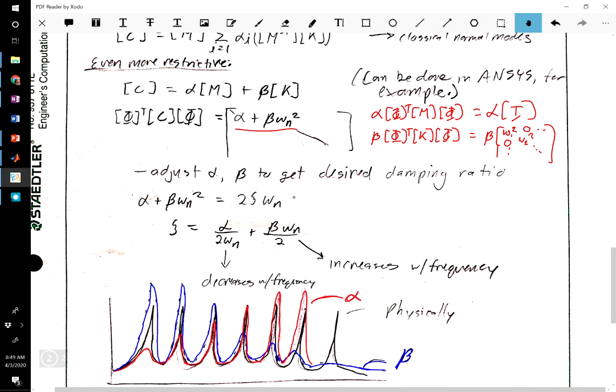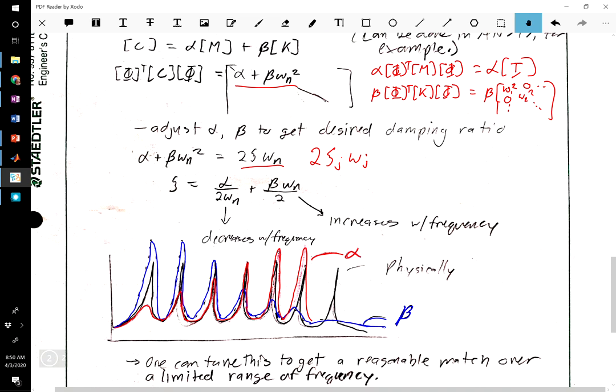Typically this isn't something that's used because we know fundamentally what the alpha and beta for a system are. We're usually just using this as a way to give the system the damping that we want. So we set that equal to 2 zeta omega n, or actually this should be 2 zeta j omega j for a general system. And the damping then would be zeta, or the alpha term over 2 omega n plus the beta term times omega n over 2.